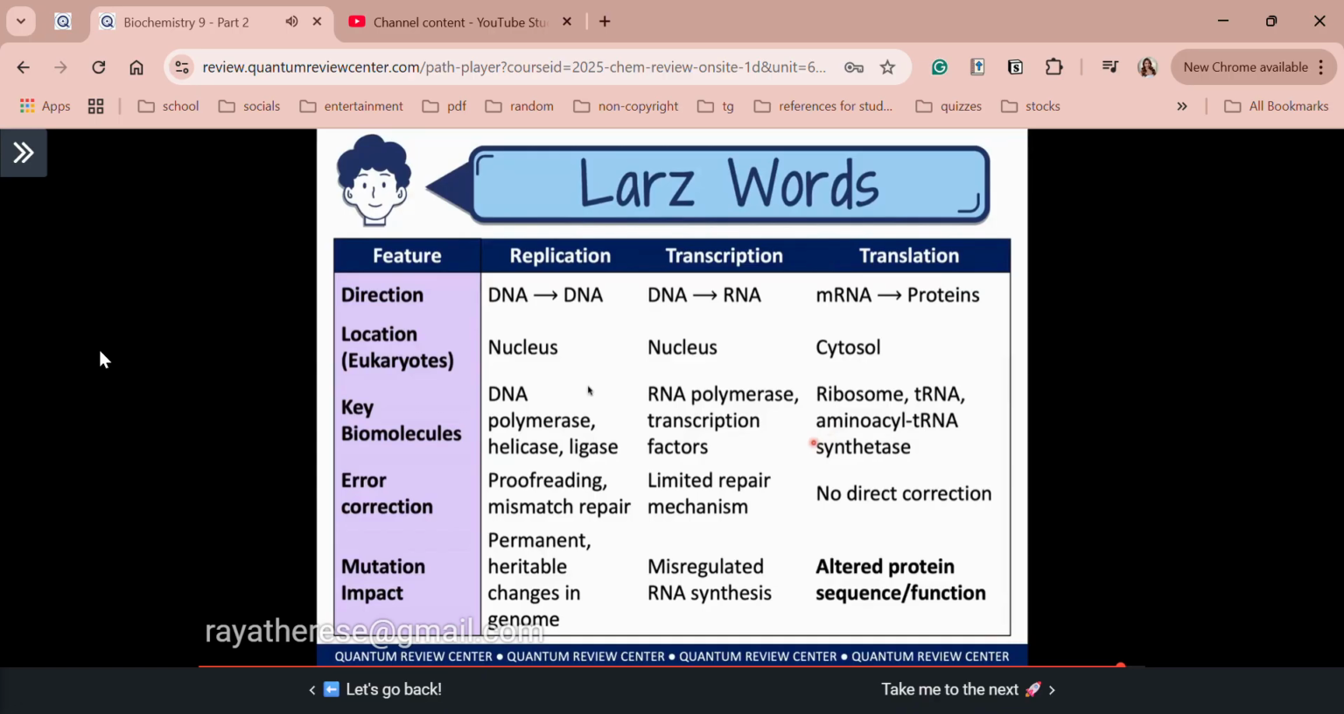and your enzyme that catalyzes the activation of tRNA, your aminoacyl tRNA synthetase. And of course, class, in terms of error correction, remember, majority of errors or mutations occur in your replication. That's why we have a lot of proofreading and many repair mechanisms here in order to minimize those mutations. For transcription and translation, we do not actually have that much repair mechanism.